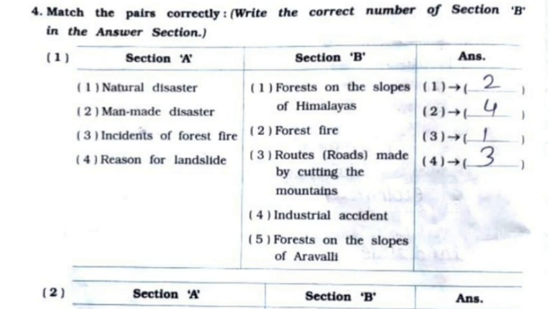It's option number 4, industrial accident. Third, incidents of forest fire. It's option number 1, forests on the slopes of Himalayas. Fourth, reason for landslide. It's option number 3, routes or roads made by cutting the mountains.